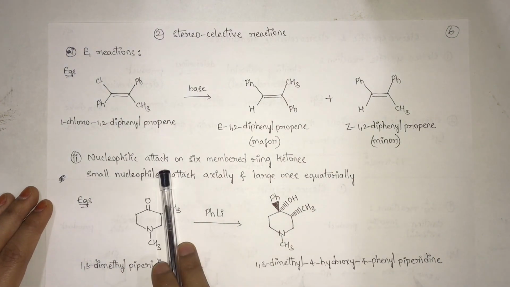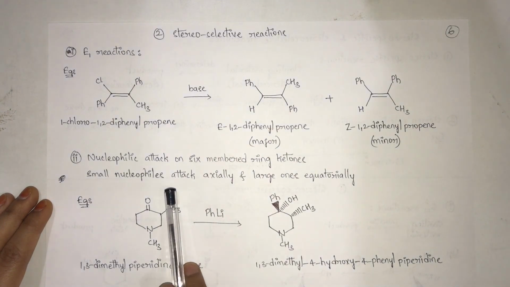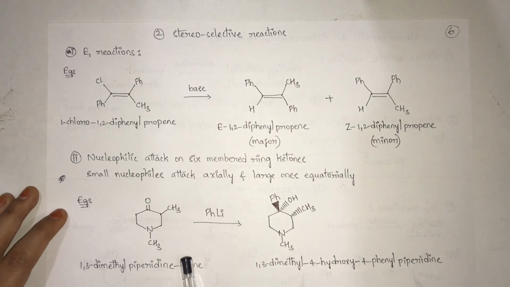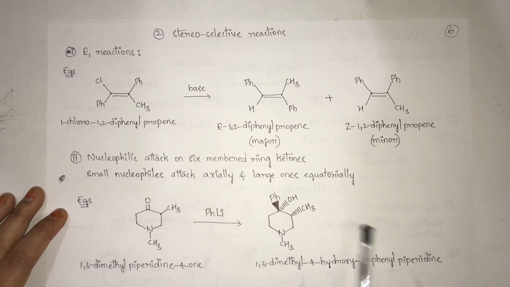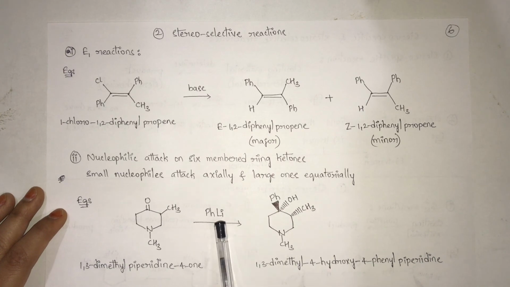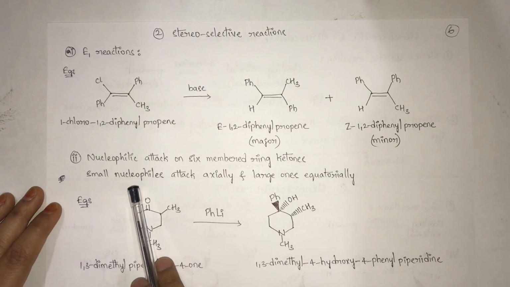Second one, nucleophilic attack on 6-membered ring ketones. So this will also fall under stereoselective reaction. Here small nucleophiles attack axially and large nucleophiles attack equatorially. For example, 1,3-dimethyl piperidin-4-one. On treatment with phenyl lithium, we will get 1,3-dimethyl 4-hydroxy 4-phenyl piperidine. This is one type of orientation. So here our nucleophile is a large one, which is attacking equatorially. If you are taking a small nucleophile, we will get another configuration.